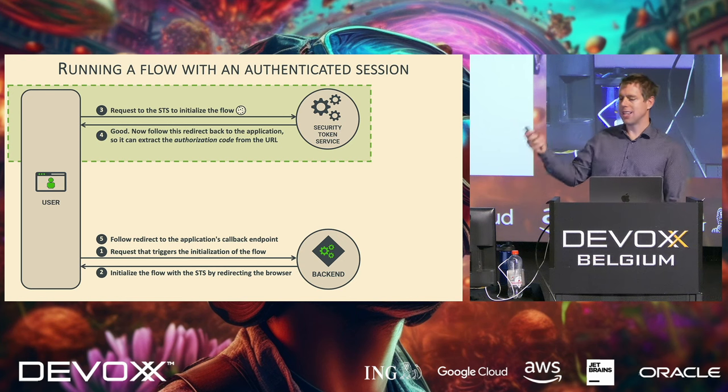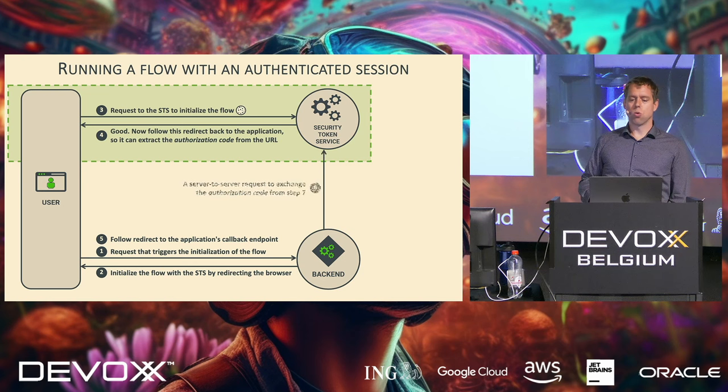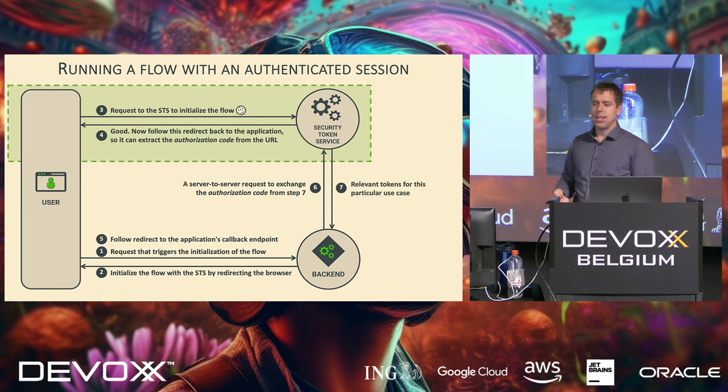Now, of course, we go back in step 5 to the callback endpoint with the authorization code, we exchange it for tokens, and we go back. And that's essentially how you run that flow with an existing user session.